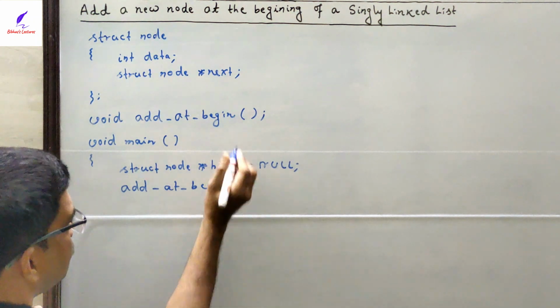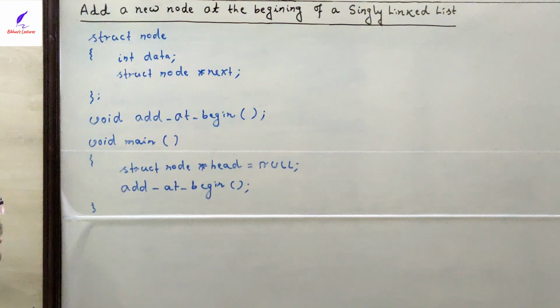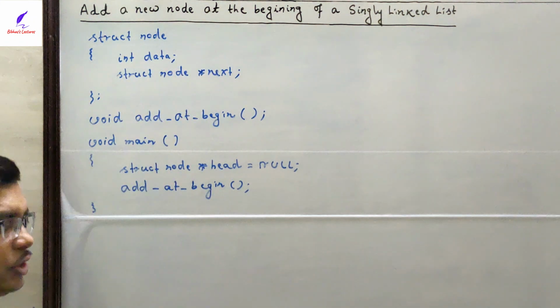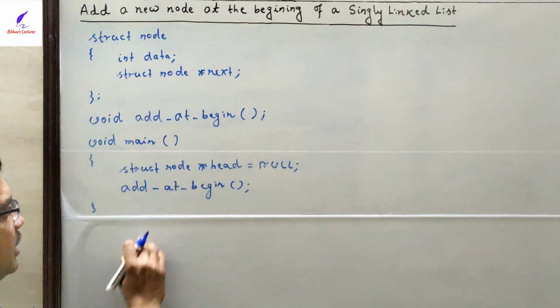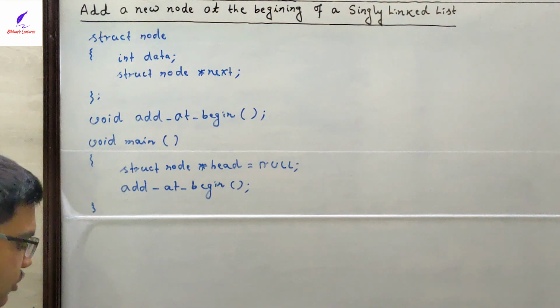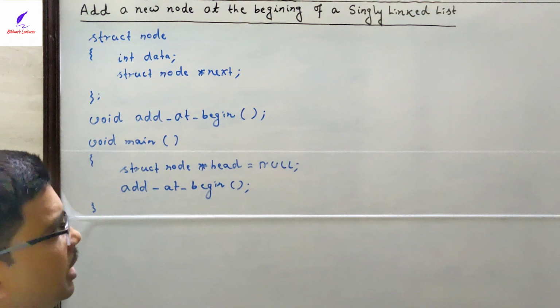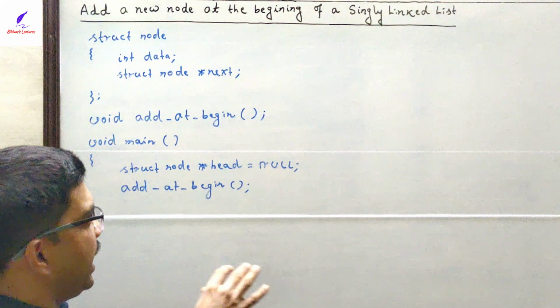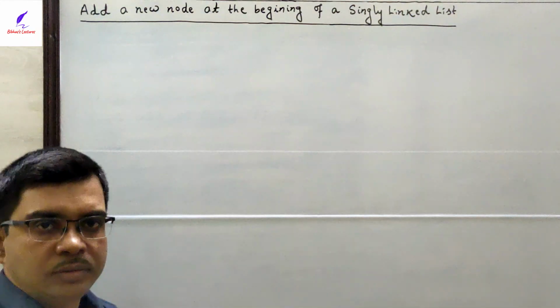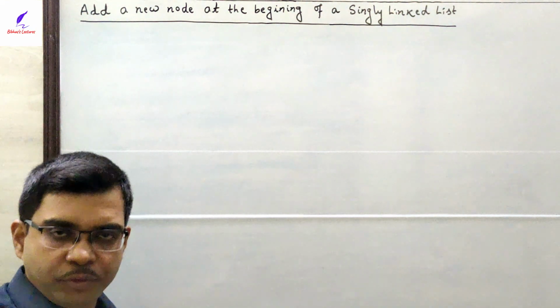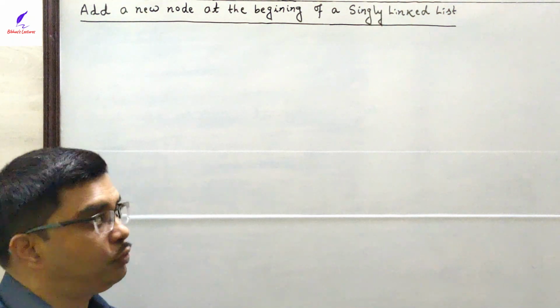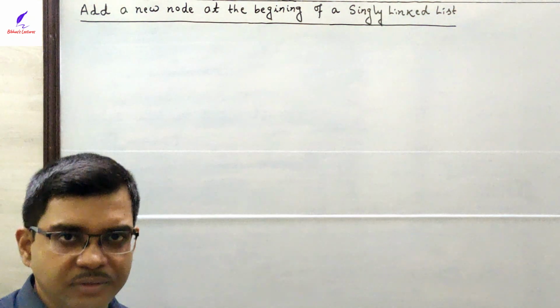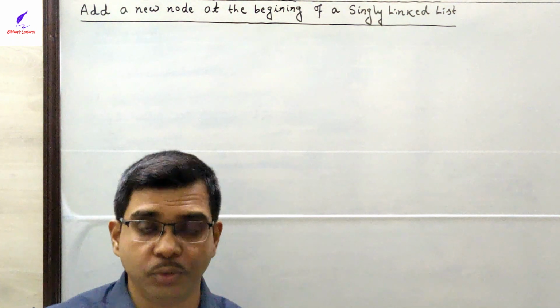Okay, so that we are going to define very soon. This is the structure part we have declared, this is the prototype we have declared, and this is the main function we have declared. Now we will define the add at begin function. Before defining this add at begin function, we will first draw the figure, so it will be easier for us to write the code.